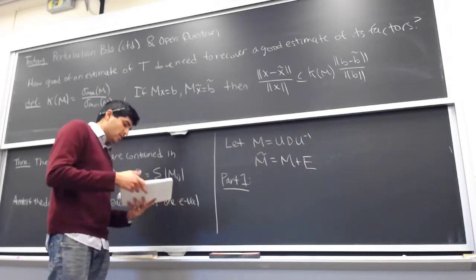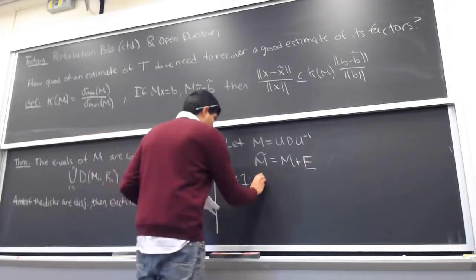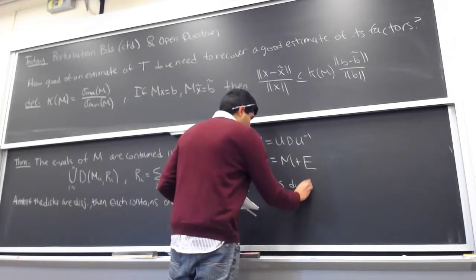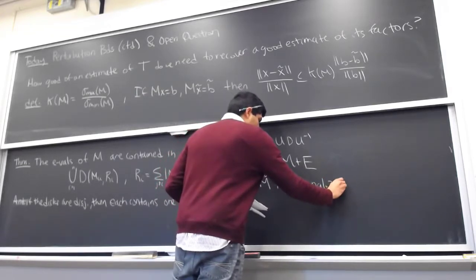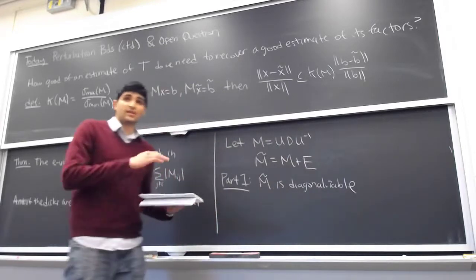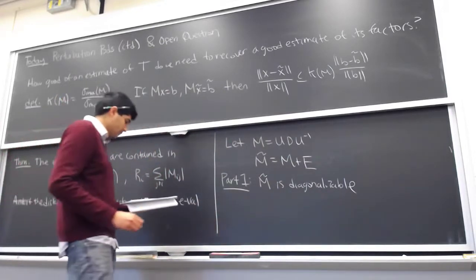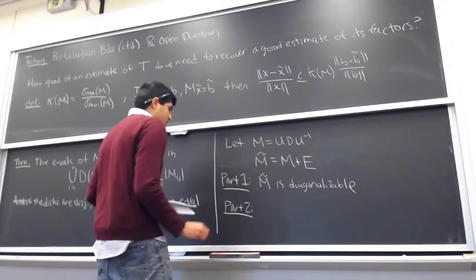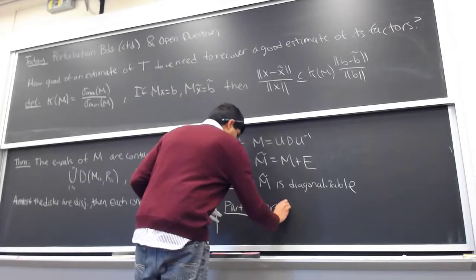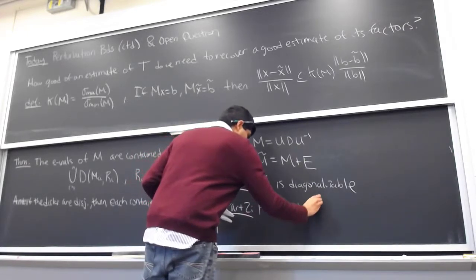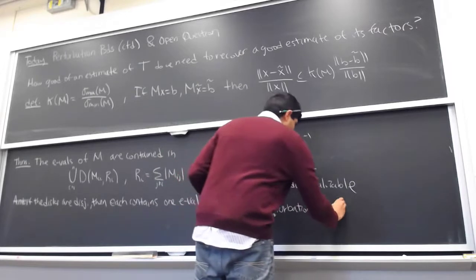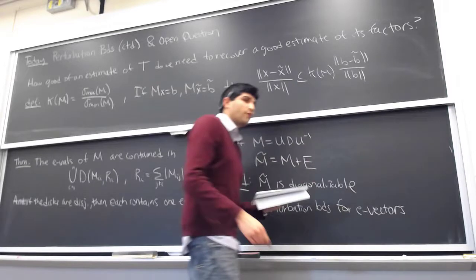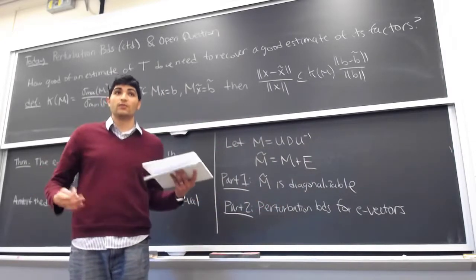So part one of this is we first want to say that under the right conditions, M tilde is diagonalizable. And we'll see what conditions exactly we need when we start to prove this. And part two is we're going to study perturbation bounds for the eigenvectors themselves, because those are the factors that we're interested in recovering via tensor decomposition.